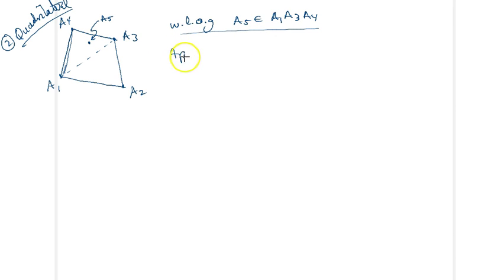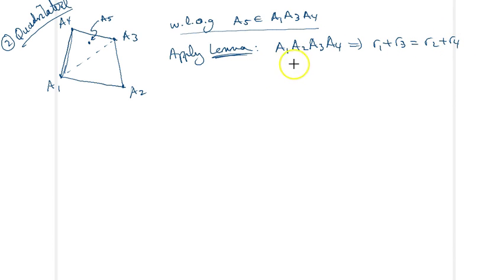Now let's apply our lemma again to the following quadrilaterals. First, let's apply it to quadrilateral A1, A2, A3, A4. This suggests that R1 plus R3 is equal to R2 plus R4, and then I will apply the lemma also to quadrilateral A1, A2, A3, A5, similar to what we did earlier.